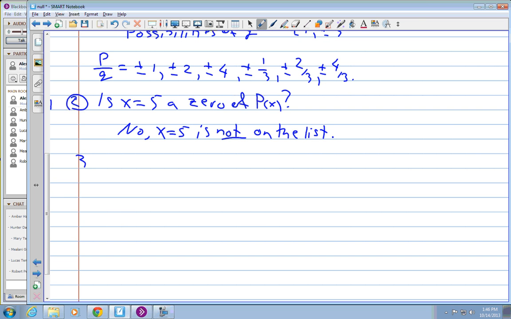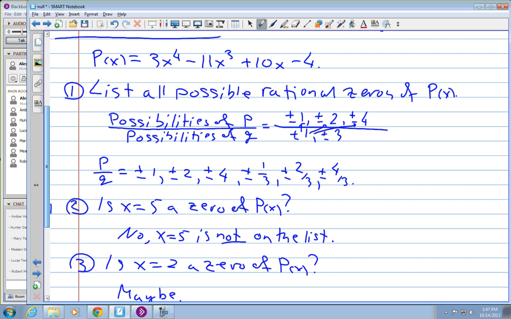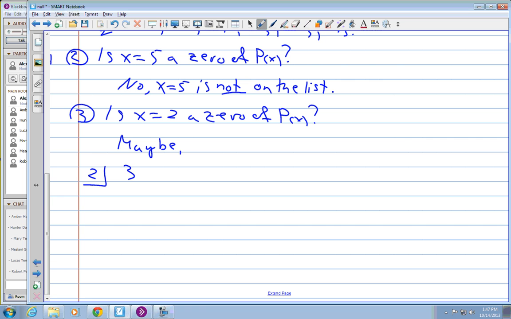What if I ask you, is x equals 2 a zero of P of x? Possible. We don't know, but it could be because it's on the list. So let's test. 2 is on the list, so we're going to run 2 through our polynomial. That's where we have to do the synthetic division. So what are the coefficients? 3, -11, 0, 10, -4.